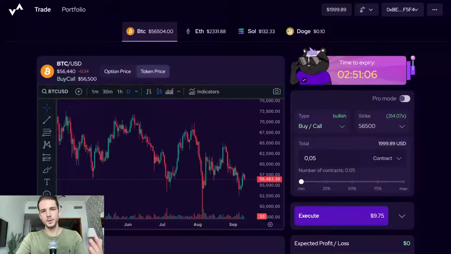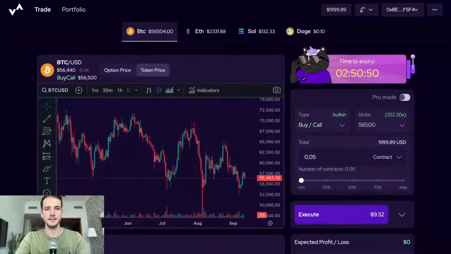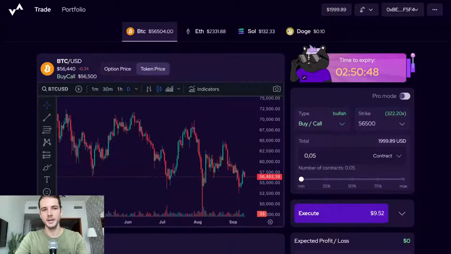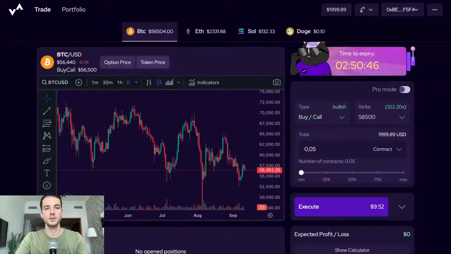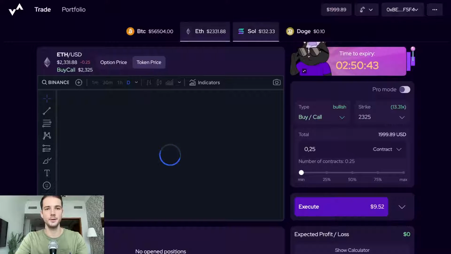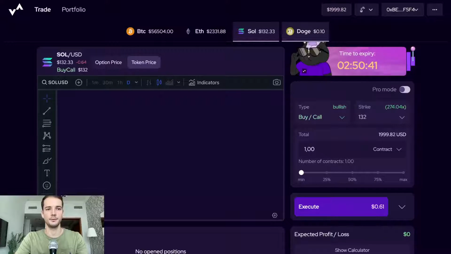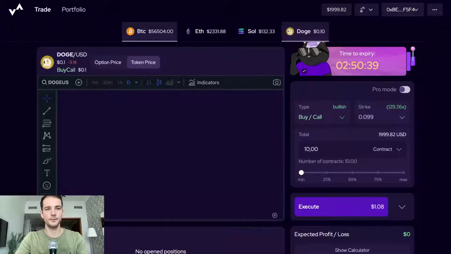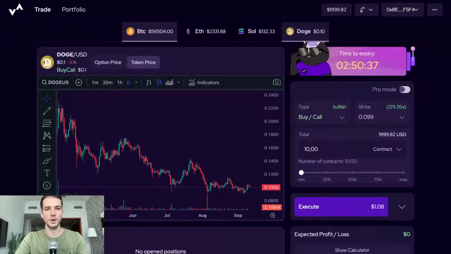To get to the testnet, you basically have to go to bartio.ivx.fi. I will also make sure to leave all the links in the description below, obviously. Once you're on the testnet website and have connected your wallet, you can see the trading page, and you are able to trade options for Bitcoin, Ethereum, Solana, and DOGE. Those are the 4 markets that are available right now.